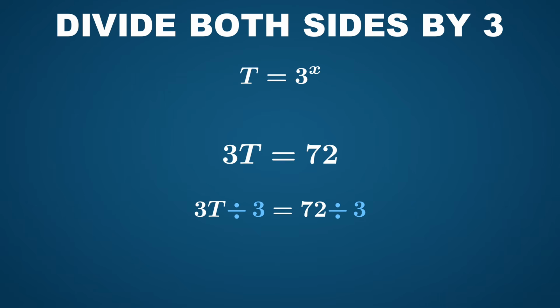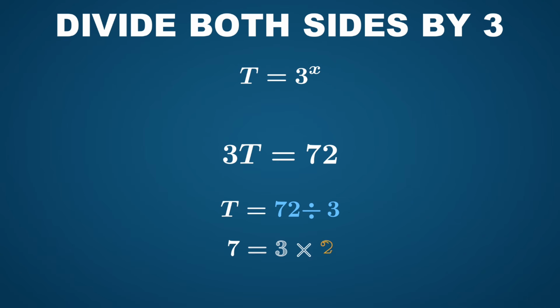To isolate t, we divide both sides by 3. On the left, 3t divided by 3 leaves just t. On the right, we need 72 divided by 3. 3 goes into 7 twice, with 1 left over. That leaves 12, and 3 goes into 12 4 times. So 72 divided by 3 is exactly 24.